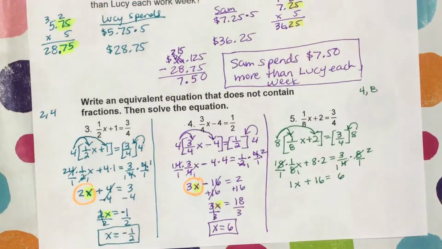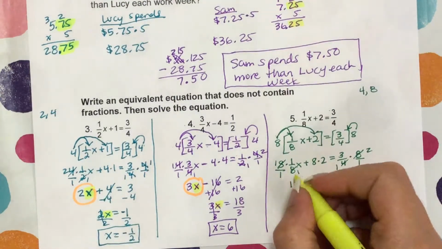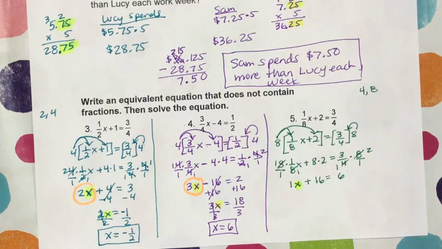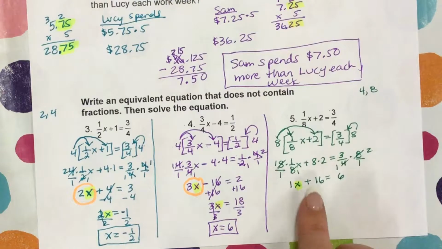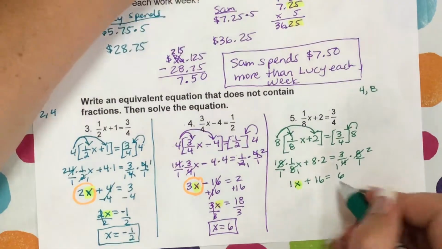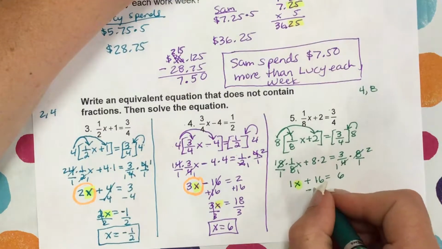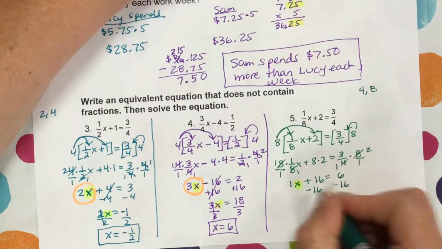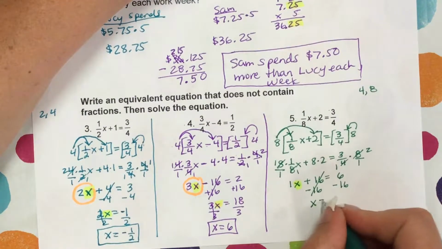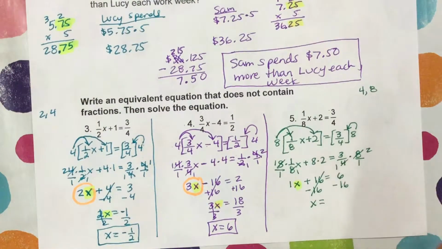We are trying to get x by itself. We have 1x, which is really just the same thing as x, right? So x is by itself except for on this positive 16. So we need to get rid of the plus 16 by doing the inverse operation, which would be subtracting 16 to both sides. Those cancel. 1x is the same thing as x equals 6 take away 16.